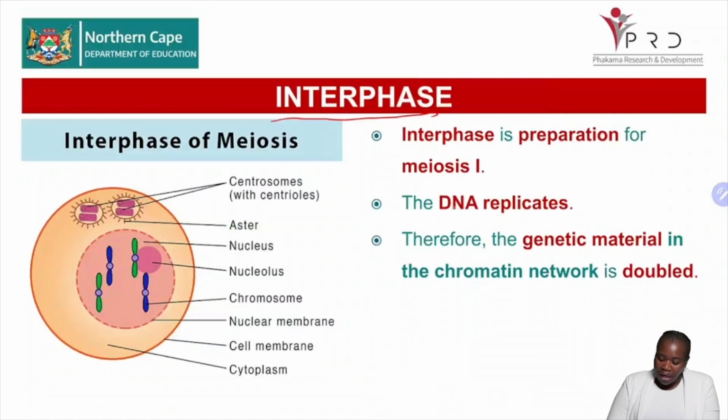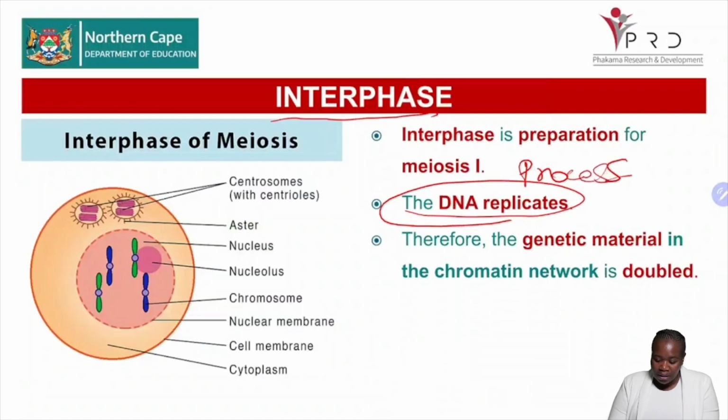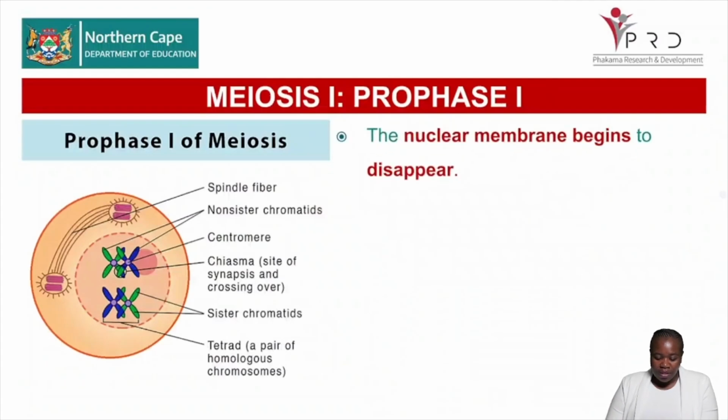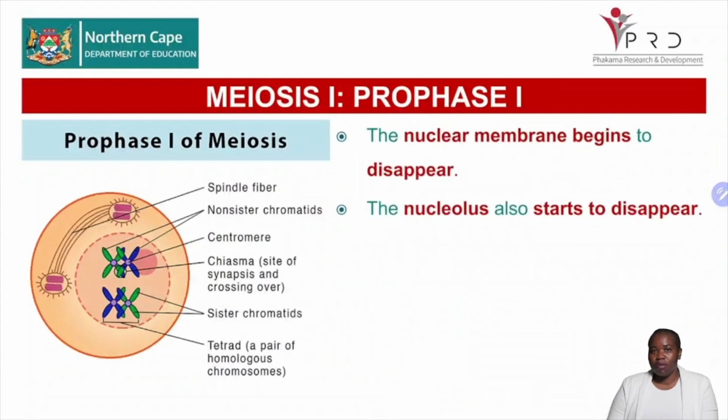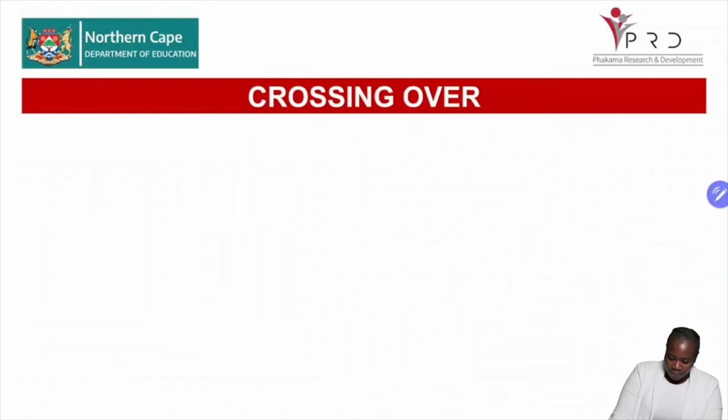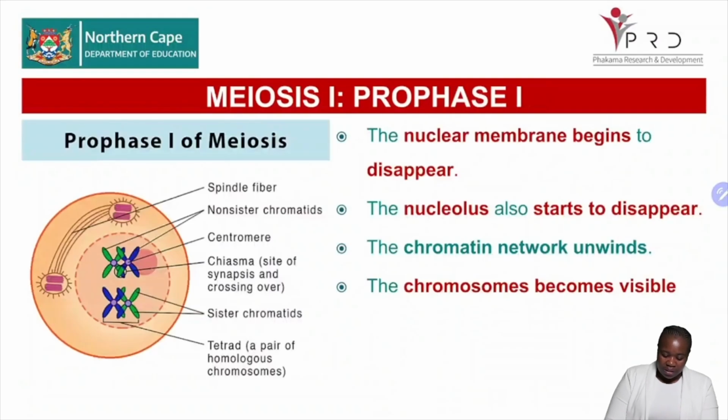Okay, so the main process that takes place during interphase would be DNA replication, whereby the chromosome numbers are going to be doubled. Okay, and then in prophase 1, remember we have meiosis 1 and meiosis 2. In prophase 1, the main event that takes place here would be crossing over, right? The main event taking place here is crossing over, as we can see here.